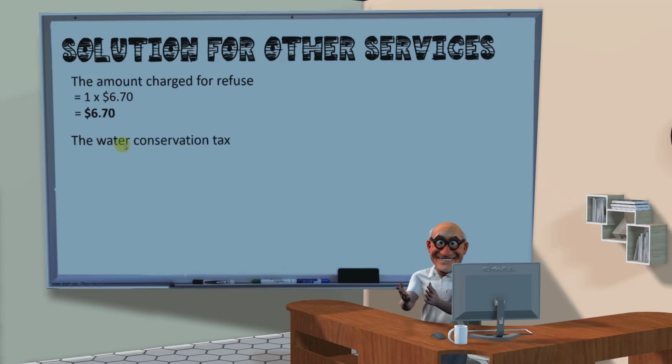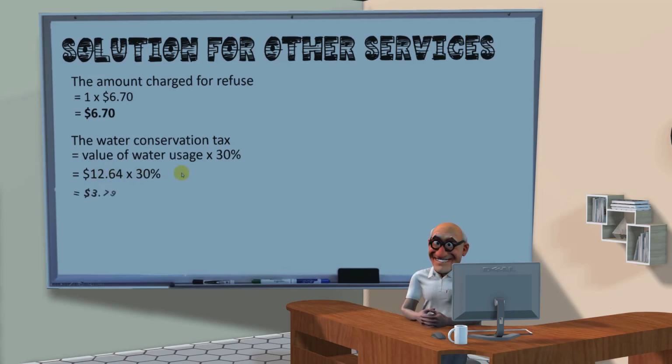The water conservation tax is the value of the water that you've used times 30%, which is very high because, like I told you, in Singapore water is very scarce and they are trying to make people aware of the amount of water that you're using. So it's $12.64, which was the price for the total amount of usage of water, and we multiply that by 30% and that gives us $3.79.